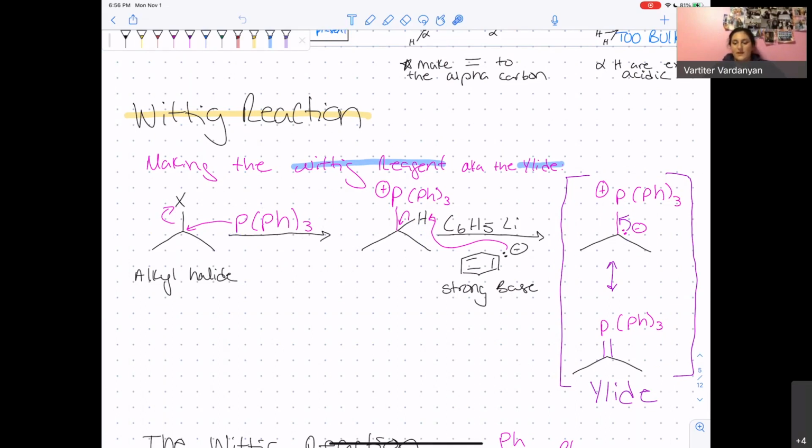And just know that the ylide has two resonance structures. So both of these are the ylide. This one has a negative charge and a positive charge. This one is neutral. He could ask you a question of like, which of the following is the ylide? And you know that both of them would be correct.